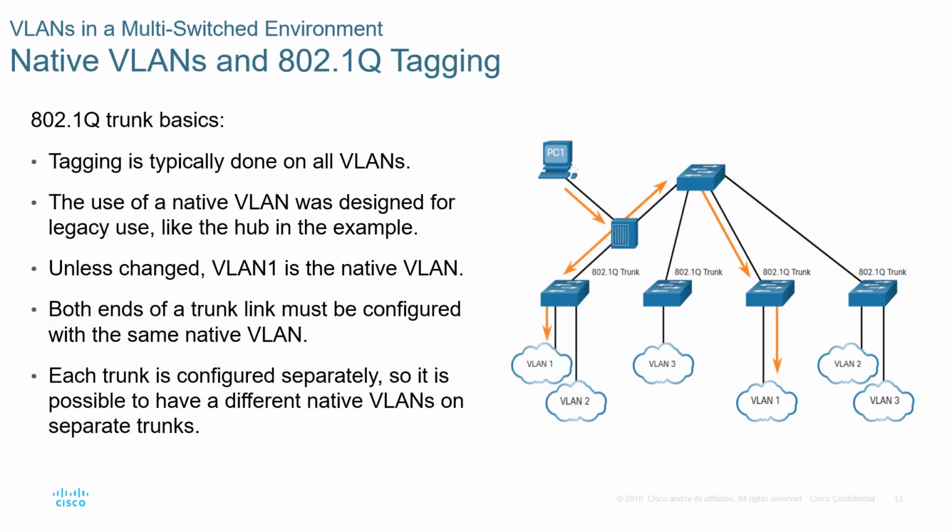Native VLANs and 802.1Q tagging basics. Tagging is typically done on all VLANs. The use of a native VLAN was designed for legacy use, like the hub in the example. Unless changed, VLAN 1 is the native VLAN. Both ends of a trunk link must be configured with the same native VLAN, and each trunk is configured separately. So it is possible to have different native VLANs on separate trunks.